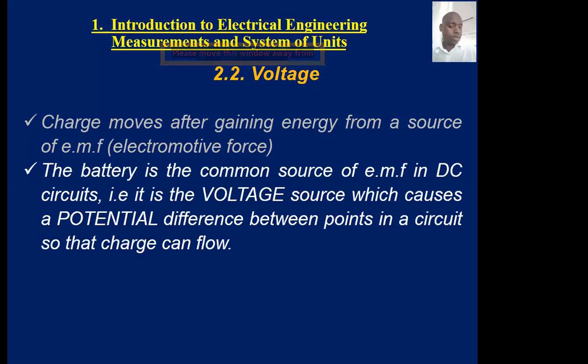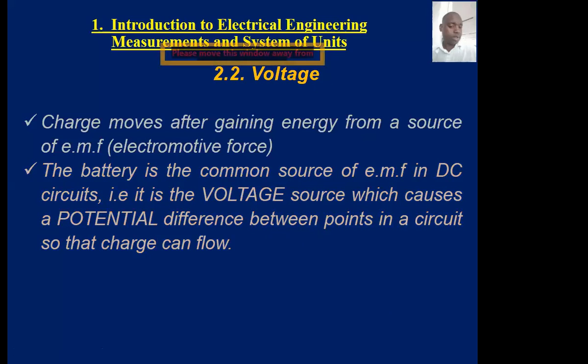flow. Remember, in our previous lecture, we said that current will flow from a higher potential to a lower potential. But then that higher and lower potential can only be introduced when you put a voltage source. The voltage source has a positive and a negative terminal. So the positive terminal becomes our high potential, the negative terminal becomes our lower potential. Then current will flow from the higher potential to the lower potential. And that movement is due to the gain of energy by the charge. The energy is being supplied by our source of EMF, right?